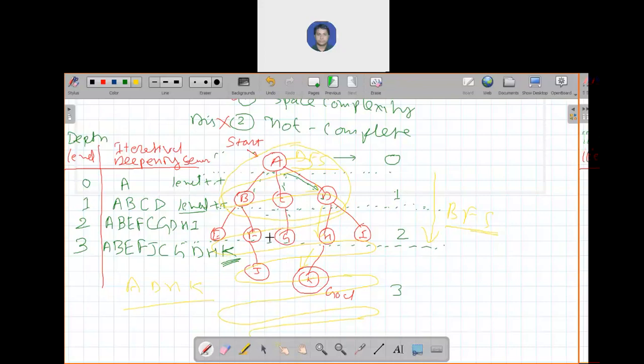The disadvantage of this technique is it's unnecessarily exploring the same node which is already explored. In level 0 you explored this element A. In level 1 you are again exploring this element A. It's already explored. As you can see in level 2, you are exploring the level 0 element as well, level 1 element as well, which is already explored. So this is one disadvantage: unnecessary exploring of a node which is already explored in a previous level.